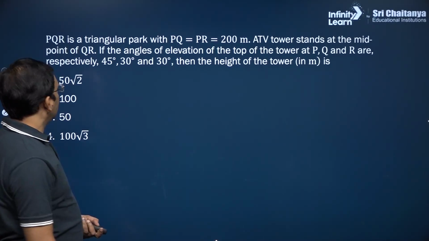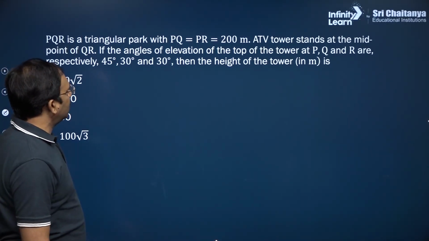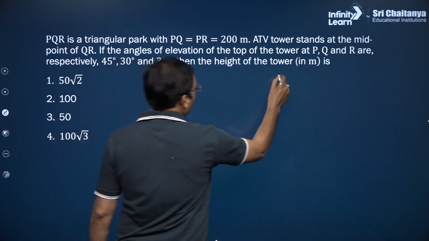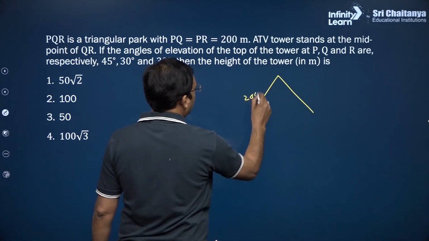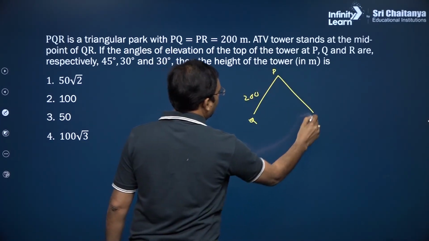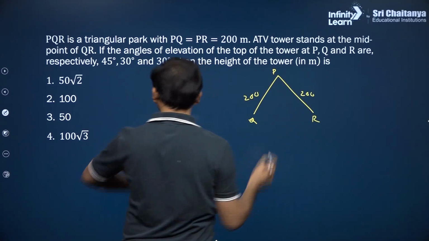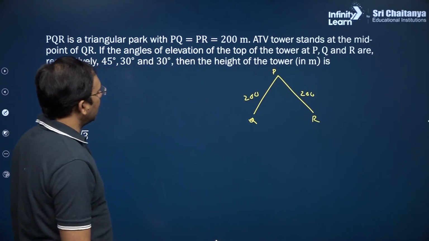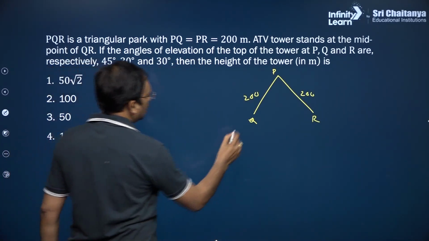Next, my dear friends, PQR is a triangular park with PQ and PR to be 200, okay. Next, a TV tower stands at the midpoint of QR, okay.